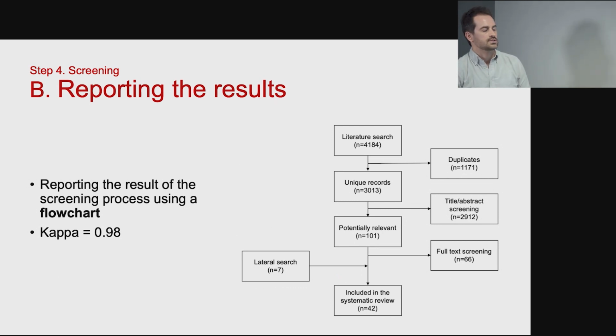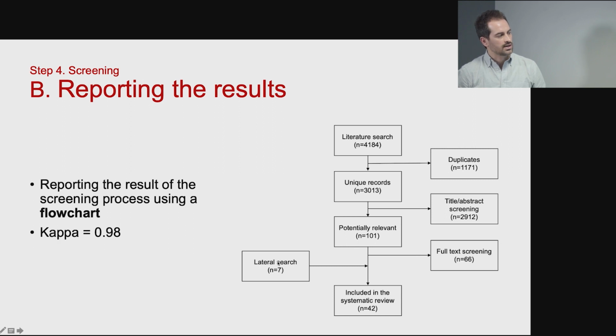And finally, you report the results of this search in the first figure of your paper. This is a flow chart, and basically you describe all the steps of your search and screening. For the literature search, how many duplicates we excluded, how many unique records remaining. Then the first step, the first level, excluding by titles. As you can see, most papers are excluded by titles. And then potentially relevant papers. Here is the second level. Me and Despina, we screened all the 100 papers together, and we decided to include 40% of these papers.